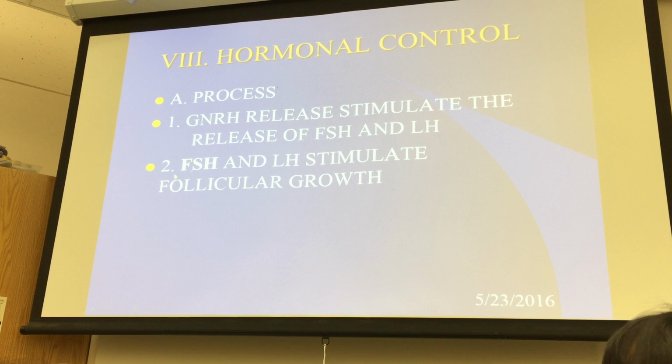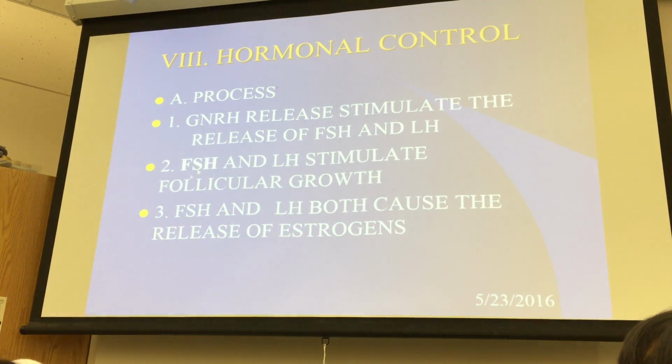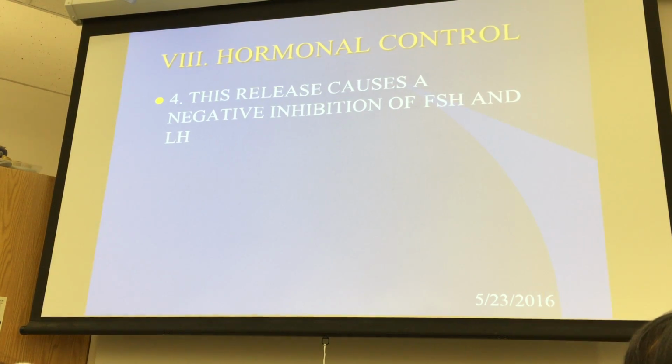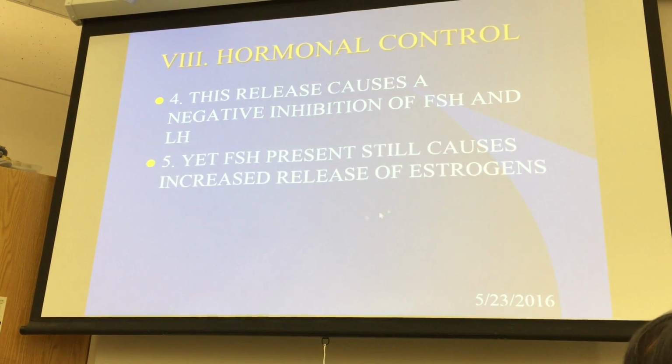FSH is in bold because in the first release during the beginning of the cycle, FSH, follicle stimulating hormone, is the important one, and it causes the follicle cells to begin to grow. FSH and LH both cause the release of estrogens. I've just laid it out for you numerically in 1, 2, 3, 4. We get negative inhibition with low estrogen. Low estrogen causes an inhibition. FSH is still present, causes more estrogen. Now we've got high estrogen. You might put in parentheses down here, high estrogen.